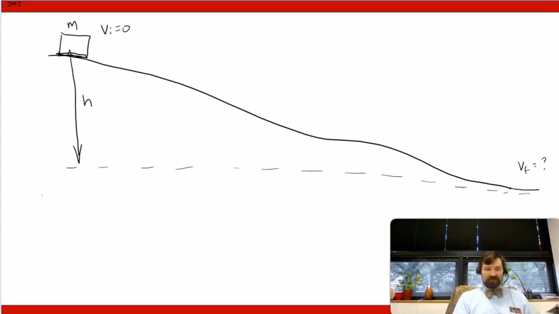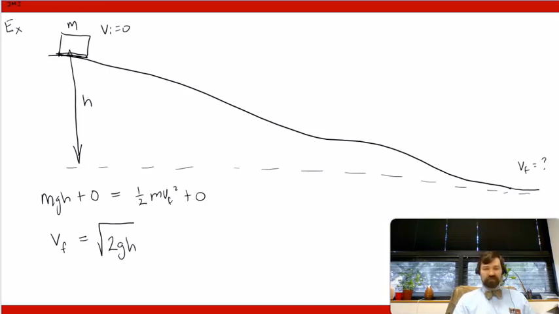Basically we just say initially we have m times g times h plus 0 kinetic energy. And finally we have 1/2 m v final squared plus 0 potential energy. And so this lets us find what our final speed is by basically solving this equation. Essentially divide both sides by 1/2 m, and what you end up with is 2gh.